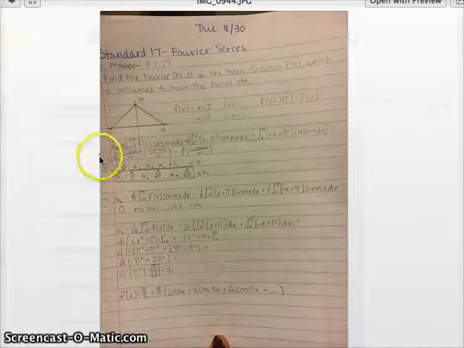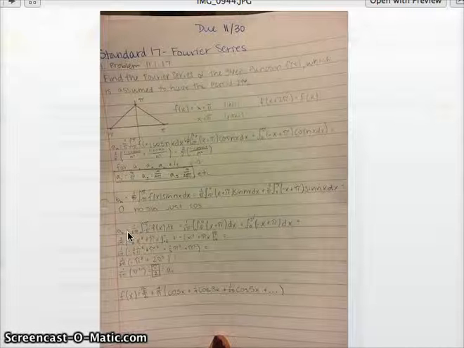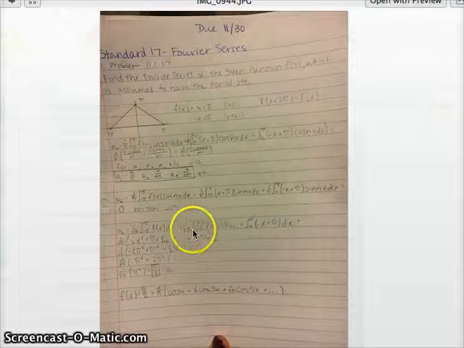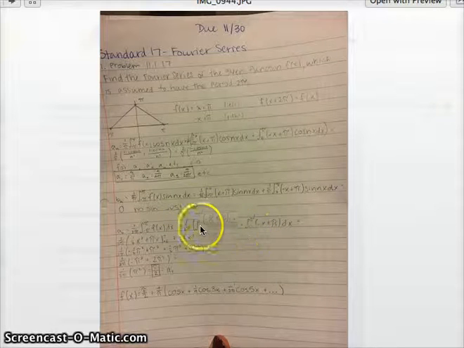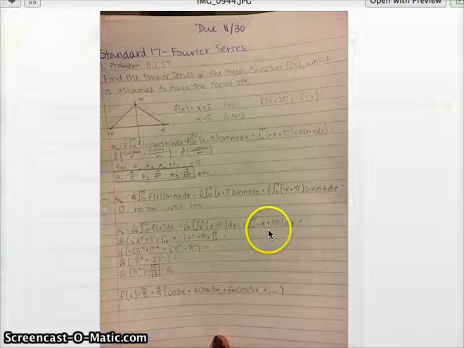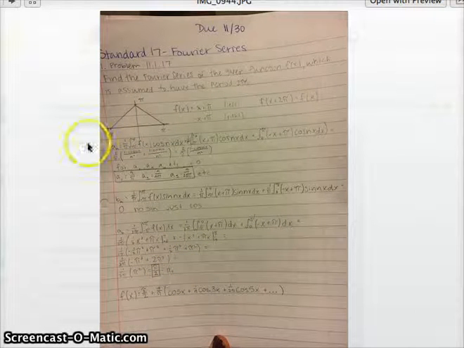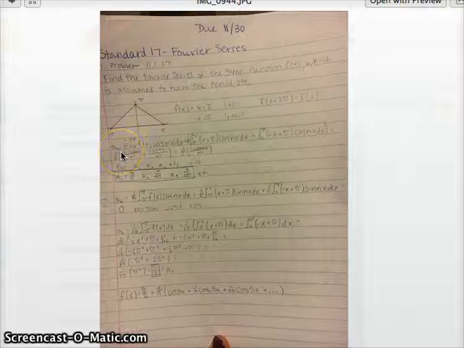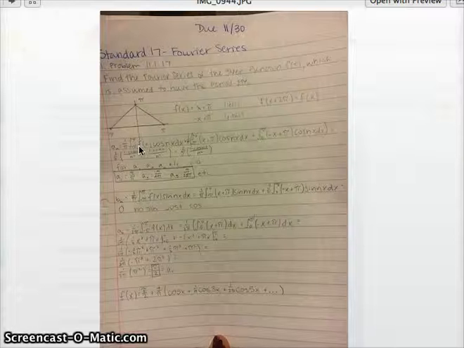So let's start with a of 0, which I put down here. I did a of n first, but we'll go in order. So we have the equation 1 over 2 pi times the integral of negative pi to pi of f of x dx. So we can pull out the 1 over 2 pi, separate the integrals into two, negative pi to 0 and 0 to pi, plug in the f of x, evaluate that integral to get a of 0 equals pi over 2.